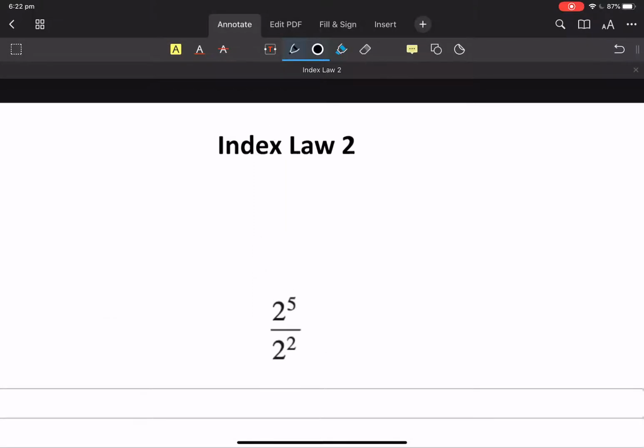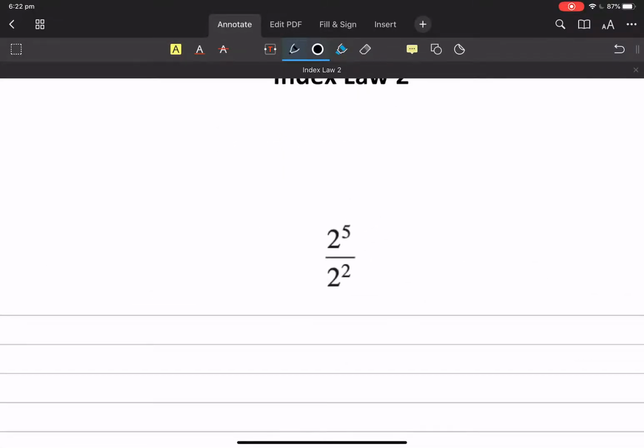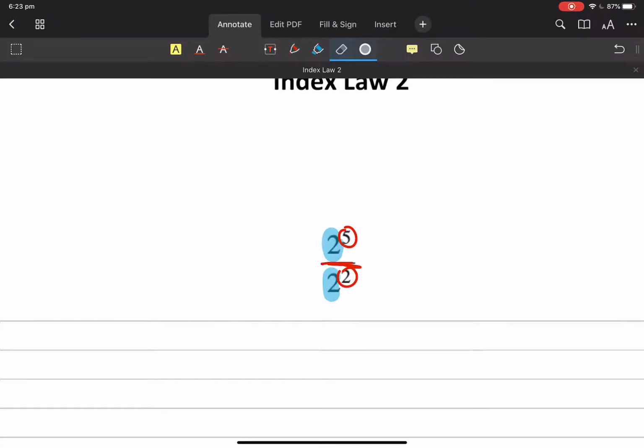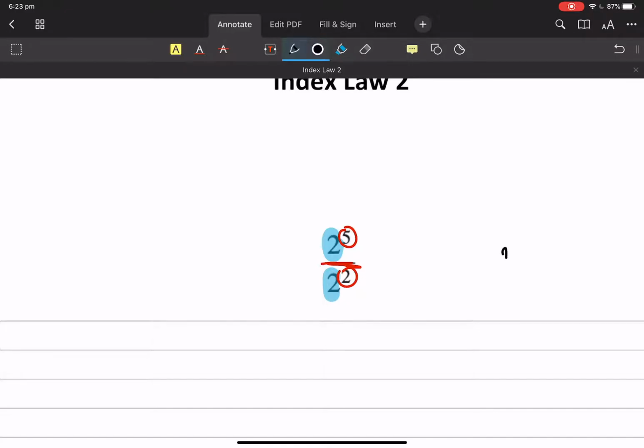Okay. So index law 2, what we're looking at is dividing like bases. So there's my bases, 2, and I'm dividing like bases. When I divide like bases, I'm going to subtract my powers. So just by the rule, my answer is going to be 2 to the 5 minus 2. What's 5 minus 2? 3. So I know my answer is going to be 2 cubed. Hey, how does that work?